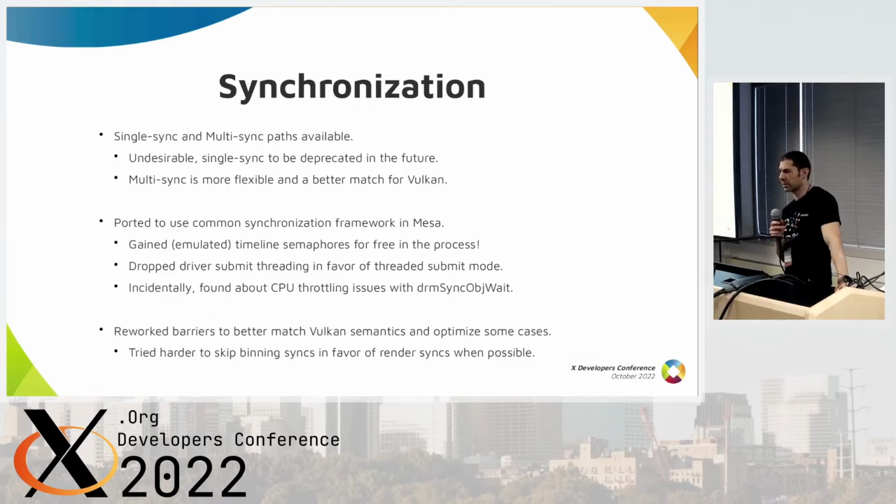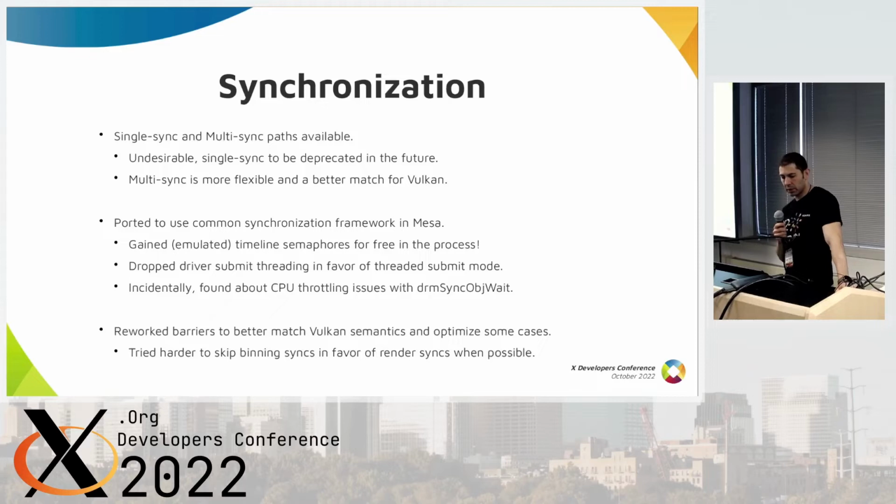The new multi-sync interface is basically about allowing us to make submissions that can wait on multiple things and signal multiple things at the same time, which is what Vulkan expects. And this is more flexible, is what we want to use going forward. But for the time being, we need to maintain both paths, which is painful for testing specifically. But yeah, hopefully we'll be able to deprecate the old one in the future.